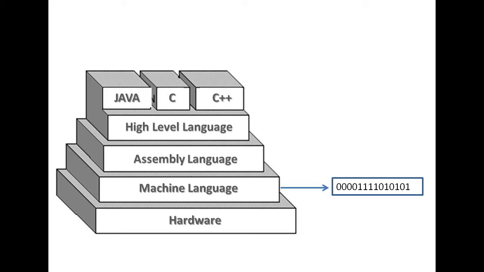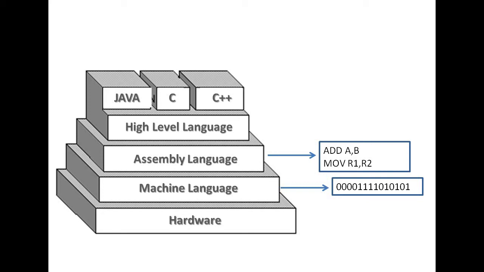So the lowest level is called the machine language, and in the second level we have the low level, assembly language. And assembly language is a bunch of mnemonics. So what are these mnemonics? Mnemonics are the short forms used for some operations, like for addition we use ADD, for moving purposes we use MOV, for subtraction we use SUB, for division we use DIV, and for multiplication we use MUL, and so on.